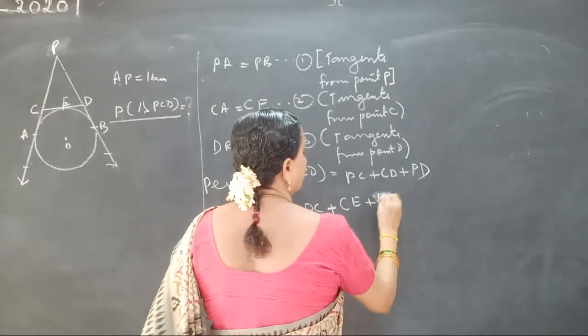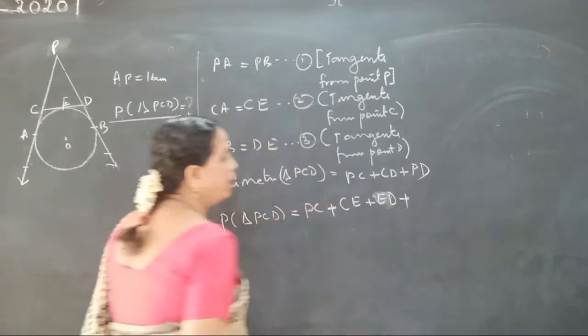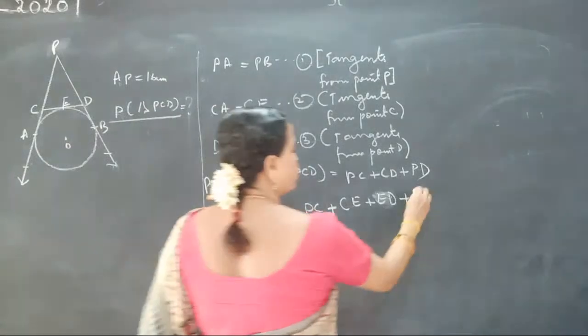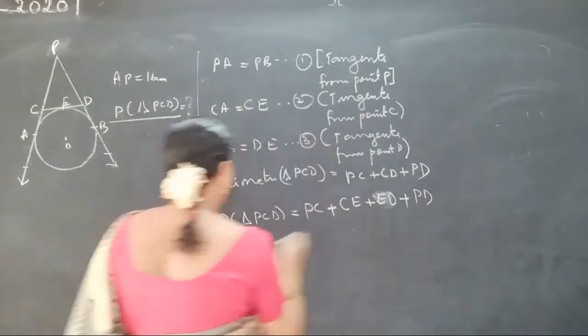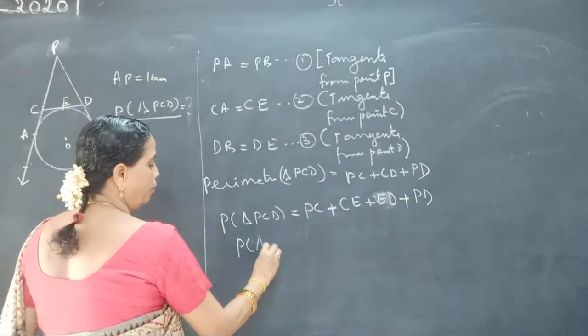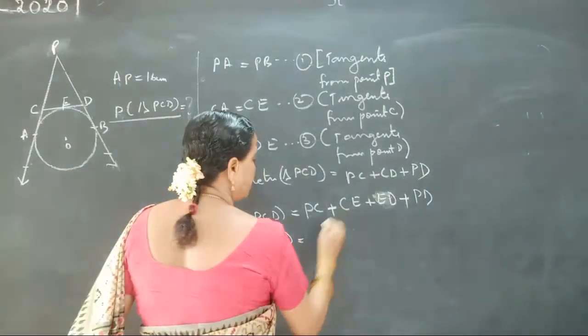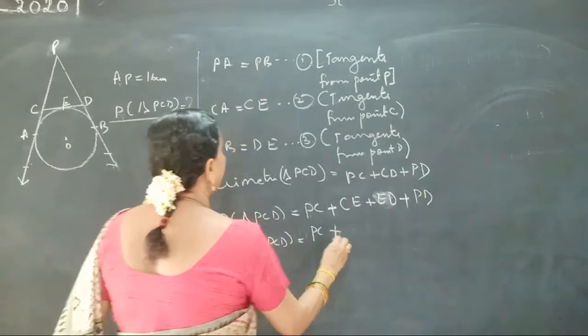CE plus ED. How can you write PD? As it is. There is no change. Next line. Perimeter of triangle PCD equals, what is C according to the result 2?